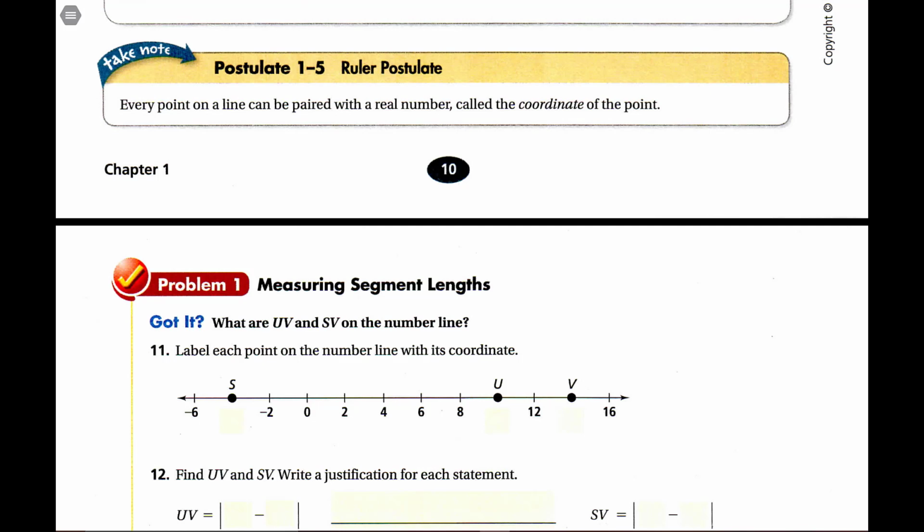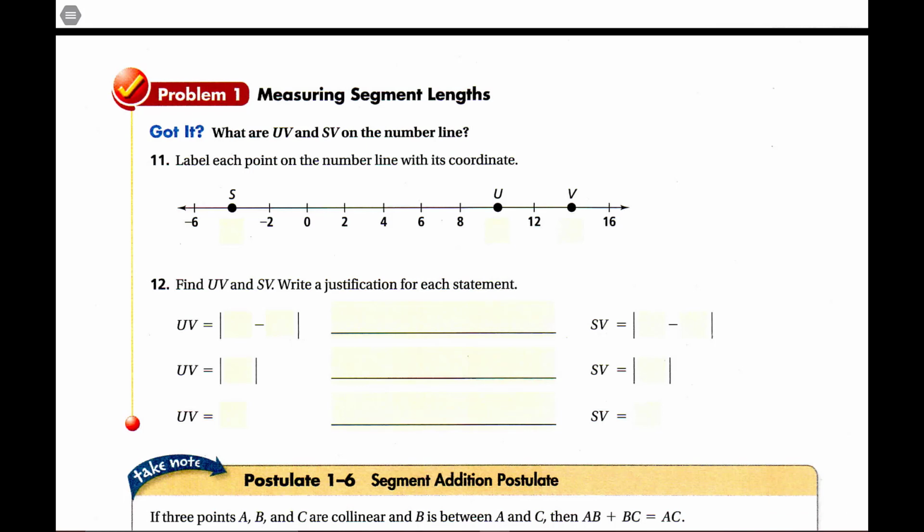With problem number 1, it asks what are UV and SV on the number line. Label each point on the number line with its coordinate. We can see just from the numbers that we're given, so we have to make some inferences here. We go from 0 to 2, 2 to 4, 4 to 6, so we're increasing or decreasing by 2. U is between 8 and 12, so it must have the coordinate of 10. S is between -2 and -6, so it must have the coordinate of -4.